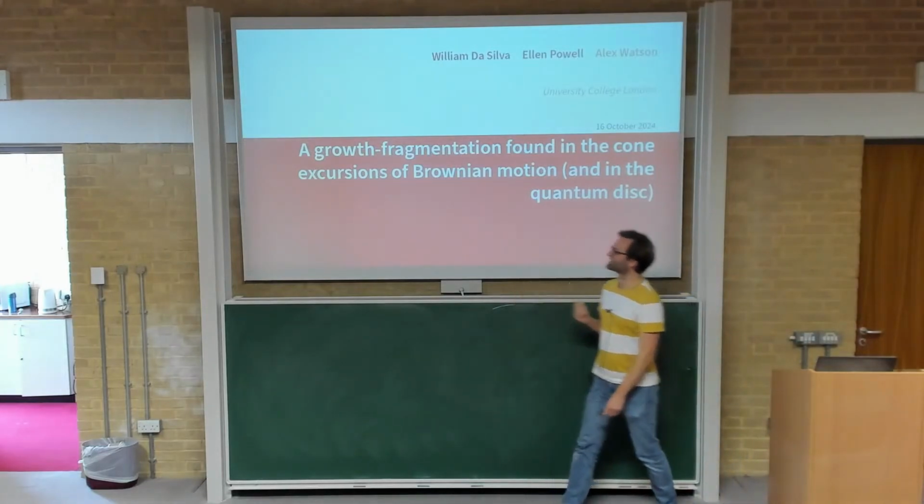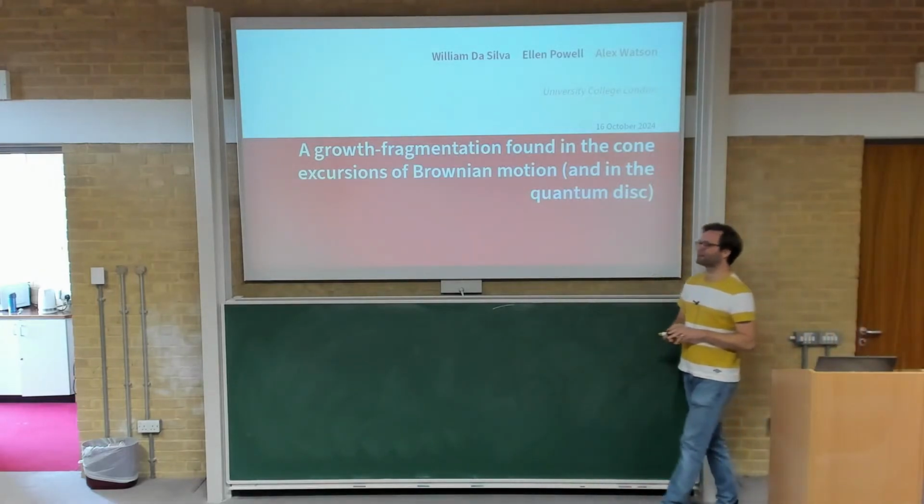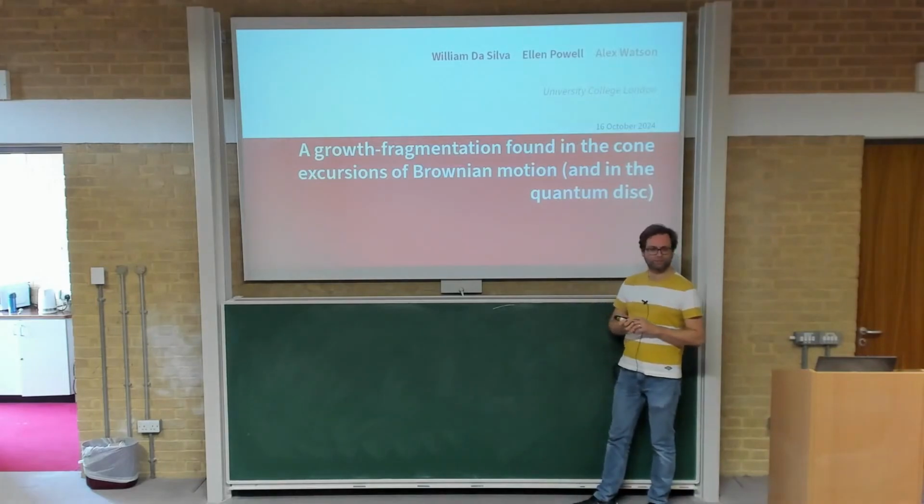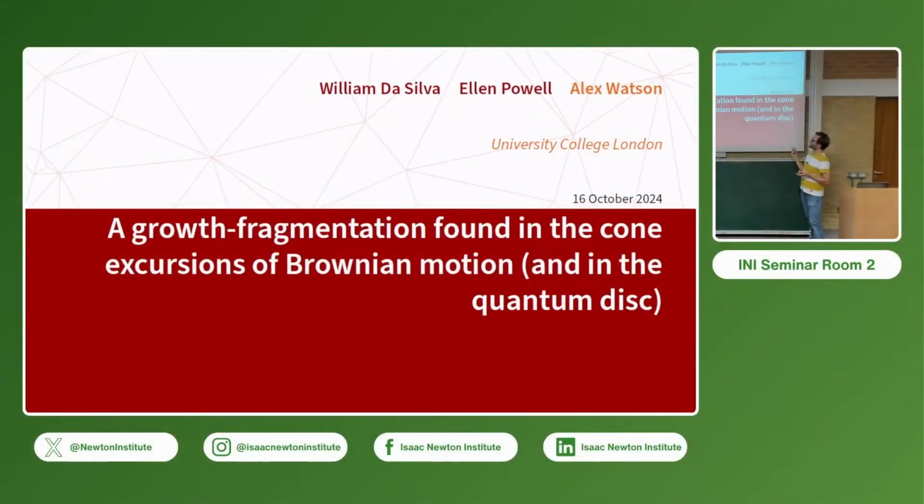So the title of the talk is a growth fragmentation found in the cone excursions of Brownian motion and the quantum disk. It's very possible that of the four concepts here, Brownian motion is the only one that makes sense to you so far. If that's the case, that's okay, I will go through all these things as they appear. And I warn you up front that the brackets around the quantum disk are there because it's like one slide in here, but it's important for the motivation.